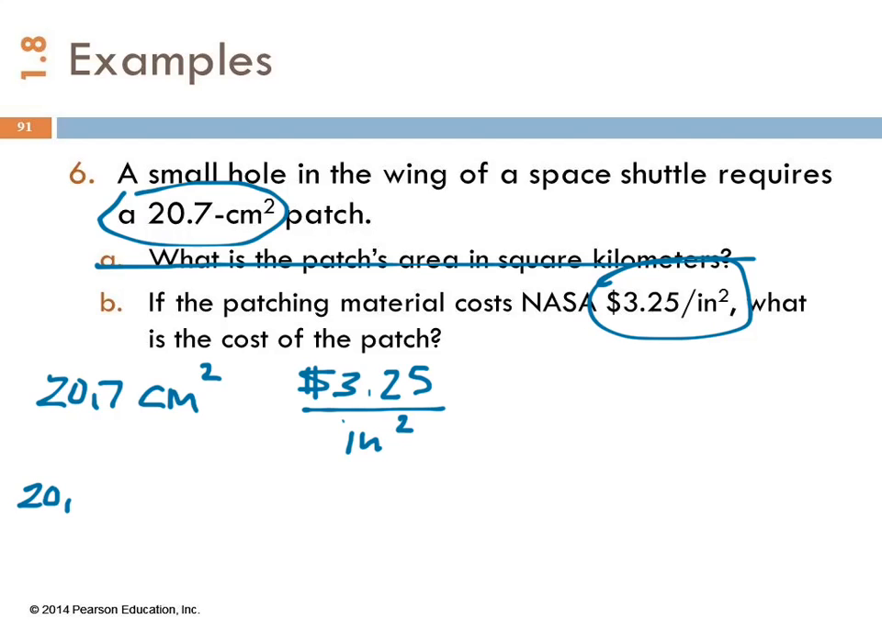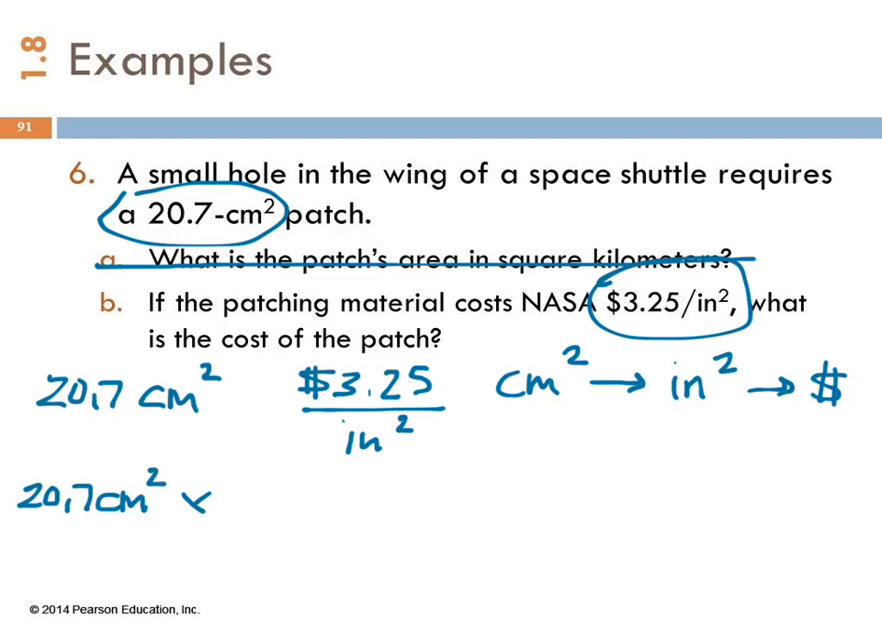So we're going to take 20.7 square centimeters. I guess we need to write a little path over here. Square centimeters, and we want to get to cost, so that would be dollars. This piece of information relates square inches to dollars. So if we knew the square inches, we could figure out the dollars, right? Can we go from square centimeters to square inches? Yeah, we can do that. We learned how to do that. So that's what we're going to do.